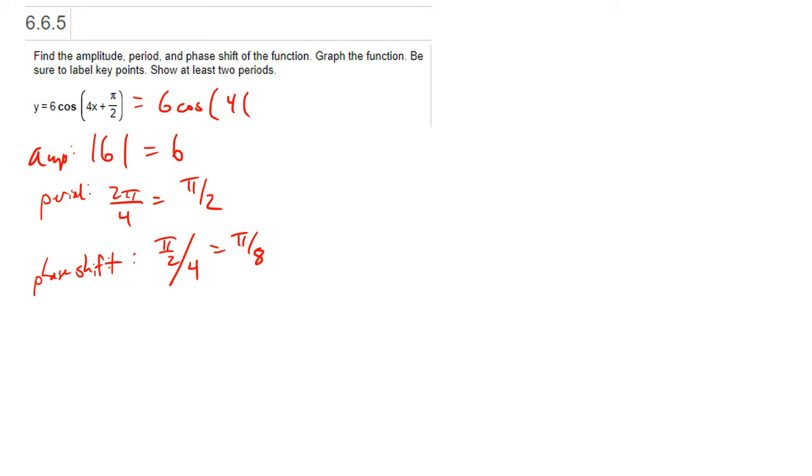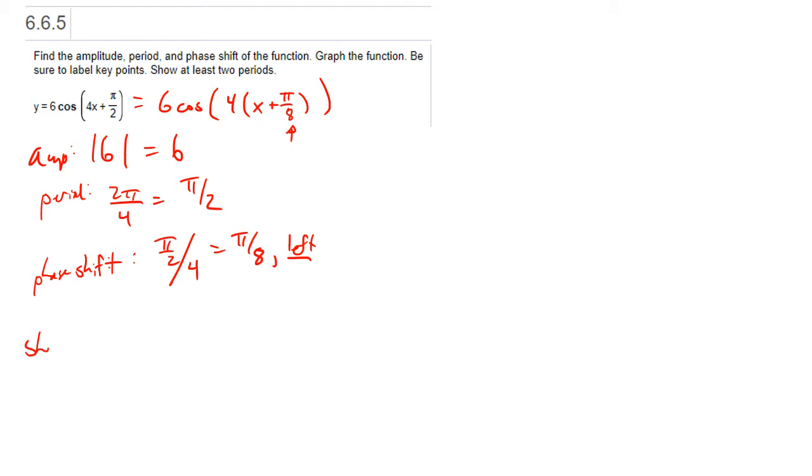If I factor that 4 out, 4 factored out of 4x leaves behind x, and 4 factored out of pi over 2 leaves behind pi over 8. There's your phase shift. Since it's being added, this is a left phase shift.